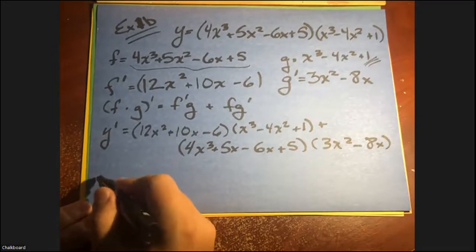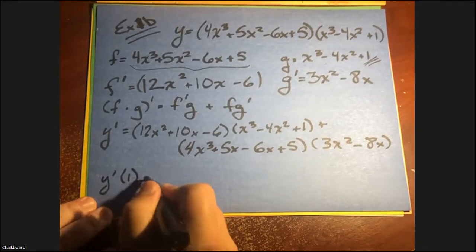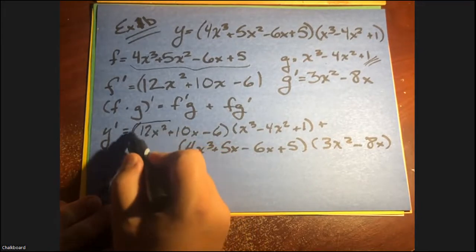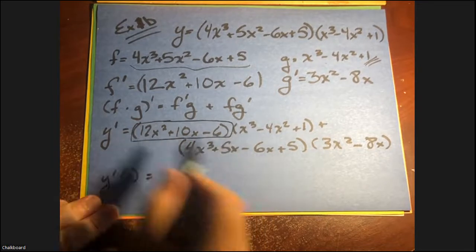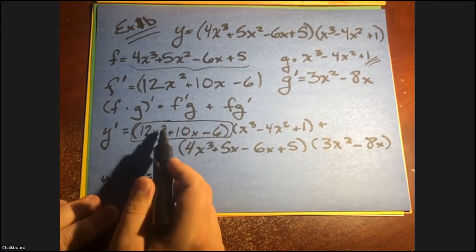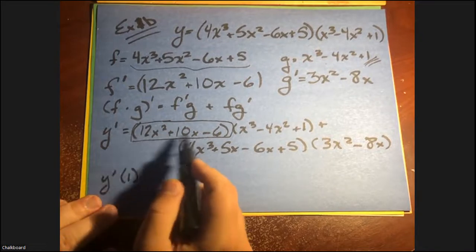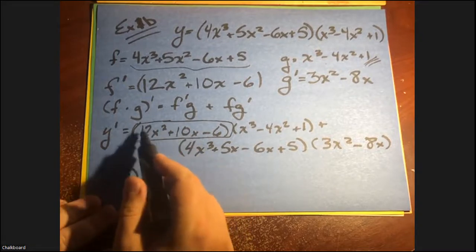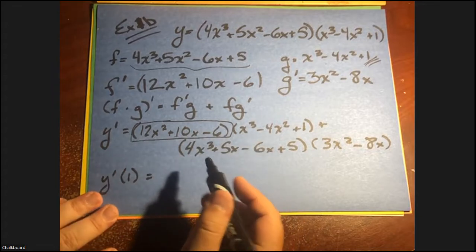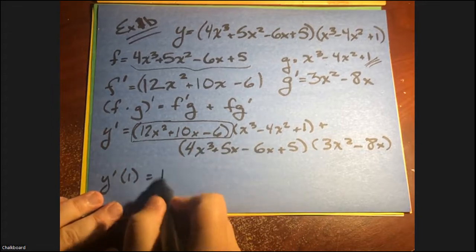A nice way to write that is y prime of 1 equals, and then in every position here we put a 1. Now you can probably in your mind's eye see what this becomes. All of the x's become 1. X squared is 1. 1 squared is 1. 1 is 1, right? 12 times 1 is 12. So this is really 12 plus 10 minus 6. It's actually really not hard at all. It's 16.